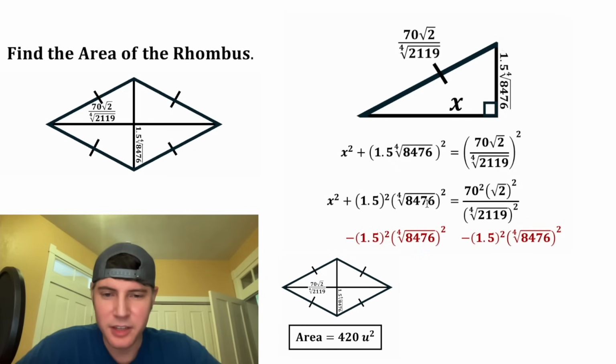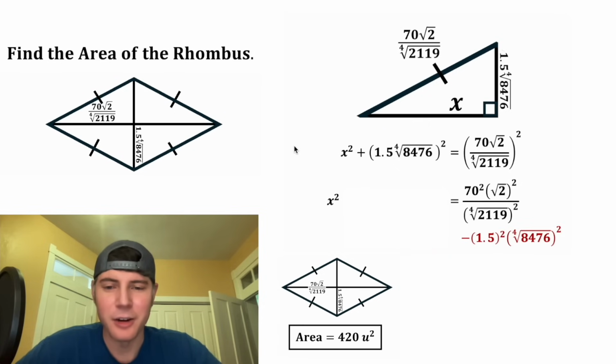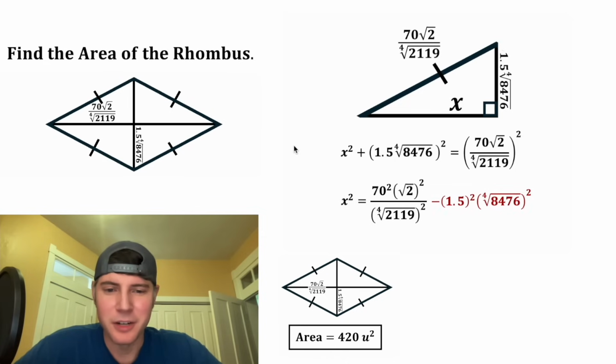Next, let's subtract this from both sides of the equation. On the left-hand side, these will cancel each other out. And then on the right-hand side, we can just bring this up here. First, let's clean up this numerator. The square root and the 2 are going to cancel each other out.